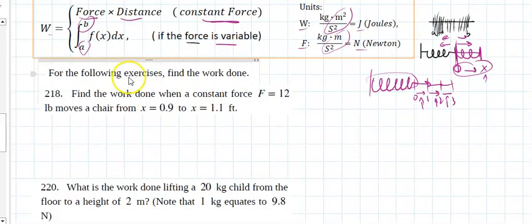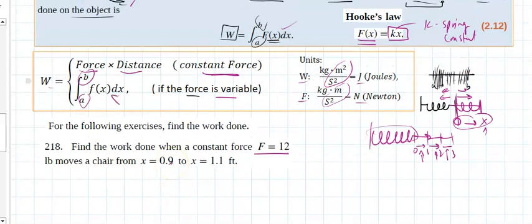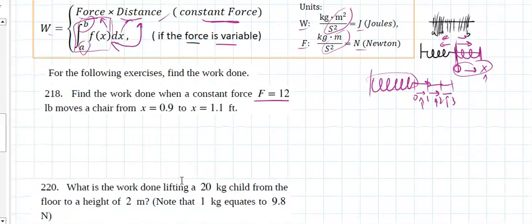So we start off with the first example. For the following exercises, find the work. Again, that's the only application we're going to focus on. Find the work done when a constant force of 12. So here the force is 12. By the way, just to demonstrate, if you use this when the force is constant, you get the same thing. That integral will simply give you that force, and dx will give you the distance, and there it is. But if you know it's constant, use the top formula. That's much simpler, like in this problem.